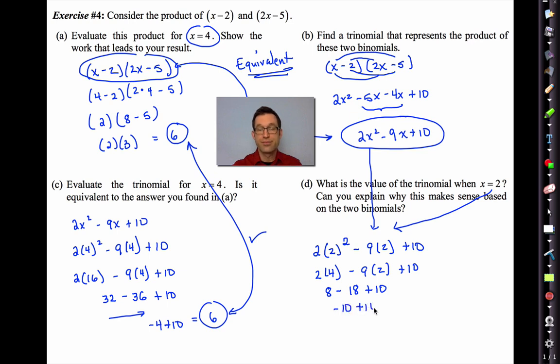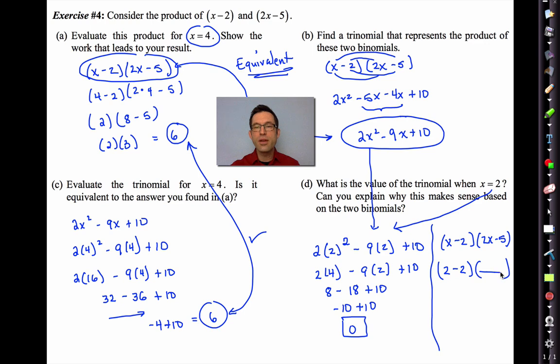It's 0. All right. Now, why is that thing 0? Well, take a look at the original expression, x minus 2 times 2x minus 5. Well, if I put x equals 2 in here, and I'm going to just put a dash through there, because it really doesn't matter, right? I don't care what 2x minus 5 is. If I have a 0 here, then a 0 times anything is 0.